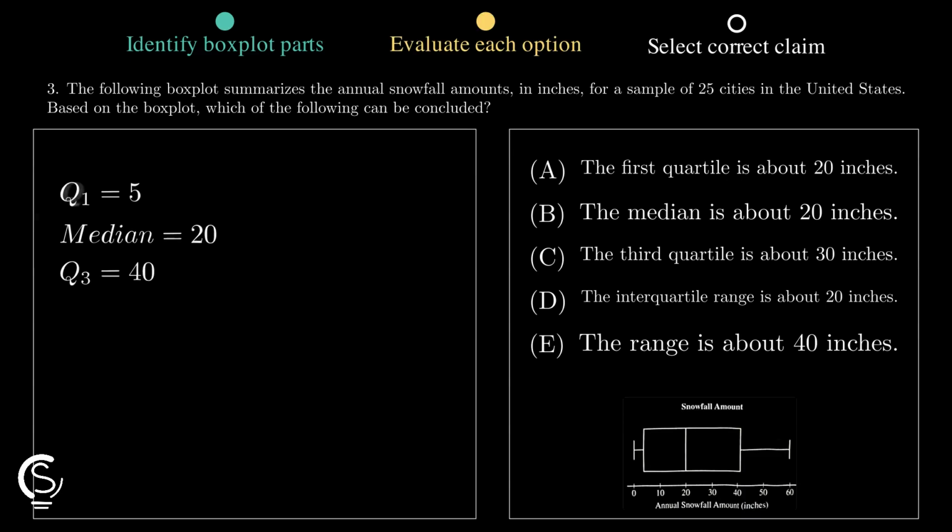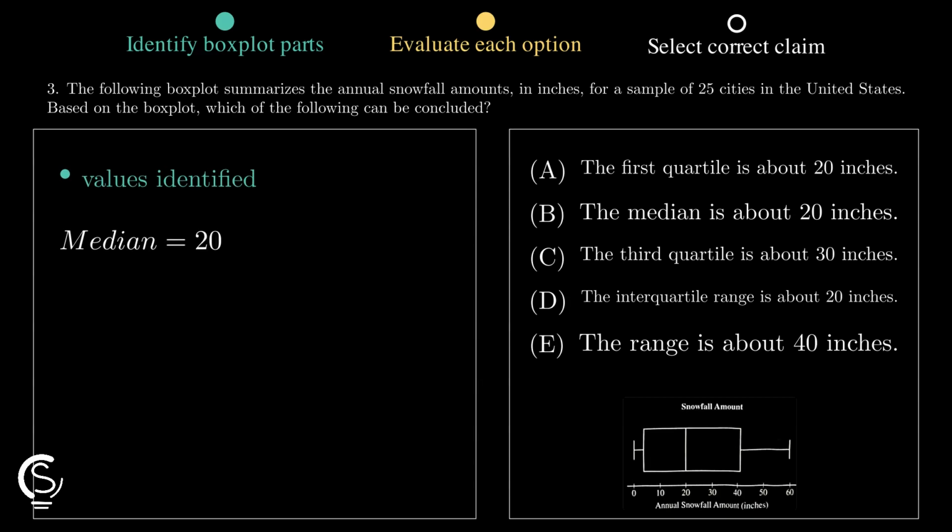Now compare these values to the options. Option B states the median is 20. Looking at our graph, the vertical line inside the box aligns perfectly with the 20 mark.